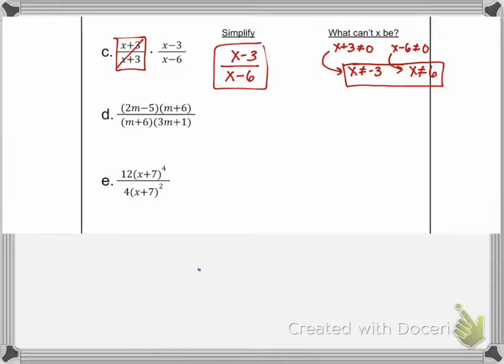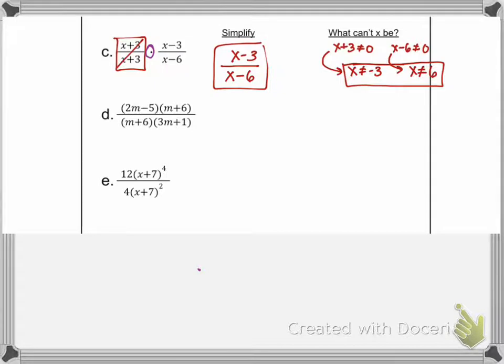I'm having a hard time here, but you see that multiplication symbol? I cannot cross off those x's because those are touching subtraction symbols. I'm not allowed to cross off and eliminate a giant 1 that way, only if the whole factor is touching with multiplication. Okay, so my answer here is x minus 3 over x minus 6 with the condition on my answer that x can't be negative 3 or positive 6.